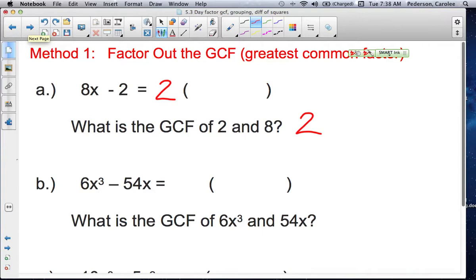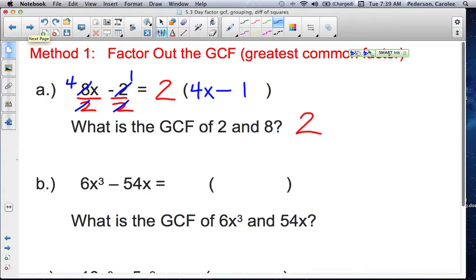So the 2 is going to go in front. Now, when I first teach this, I say, let's divide this by 2 and this by 2. What am I left with? 8 divided by 2 cancels to 4. So I have the 4 there, and then the x. Now I take 2 divided by 2. I'm left with 1. So my final answer with factoring out that problem is 2 parentheses 4x minus 1.